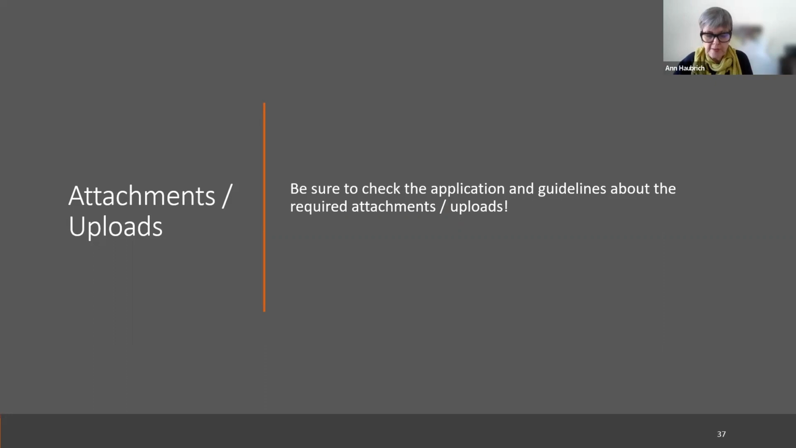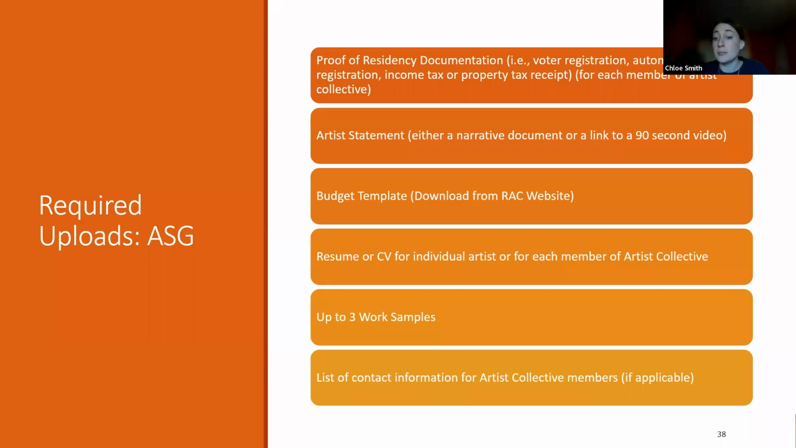Thanks, Chloe. We're going to talk a little bit about attachments or uploads right now. So be sure to check the application and guidelines about the required attachments and uploads, but we're going to go over those right now. Yeah, and I'll start with the artist support grant required uploads. So the first thing that you'll be required to upload is your proof of residency documentation. This could be voter registration, automobile registration, income tax, or property tax receipts. And then just keep in mind that if you are applying as an artist collective, you'll need this for each member of the artist collective.